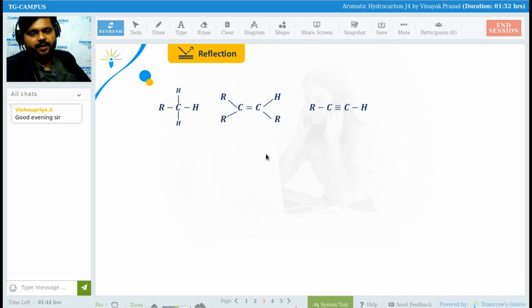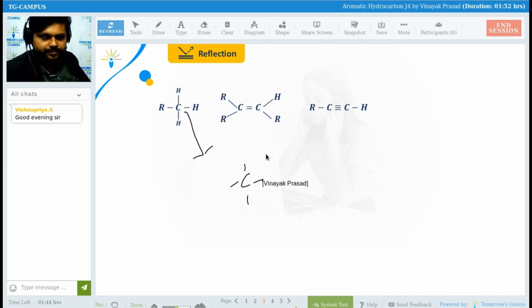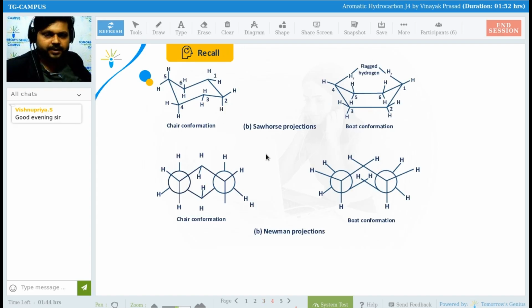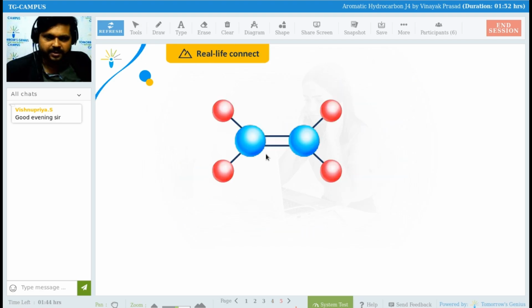So now, guys, have you seen this type of compound ever? This is what? I hope everybody is well versed with these things. So we are going to see some compounds containing alkene or alkynes in today's class. Okay, Ganesh, fine. So in the last class, we have seen the chair conformation, boat conformation, right? So these things we have seen in the last class only, right?